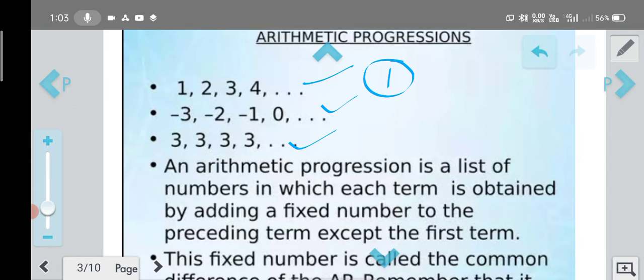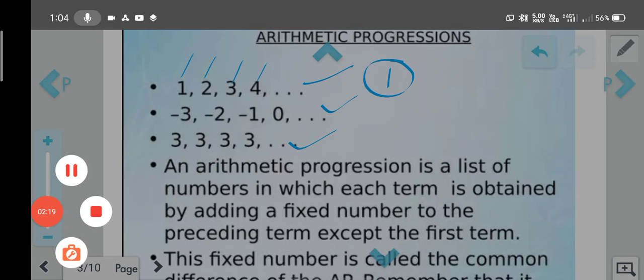Here the given first term is 1. If we add 1 to this, then we will get the second term, which is 2. If we add 1 to the second term, 2 plus 1, we get 3. Similarly, if we add 1 to 3, we will get 4 and so on. So here we can clearly see that the difference between two consecutive terms is fixed, that is 1.